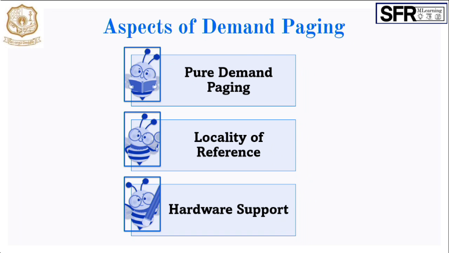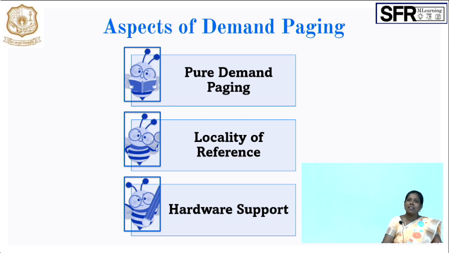Finally, what are the aspects of demand paging? One is pure demand paging. The quote here is, never bring in a page without a demand. So, initially the memory seems to be empty, and even the first page will be brought into the memory only after it is demanded by the CPU.